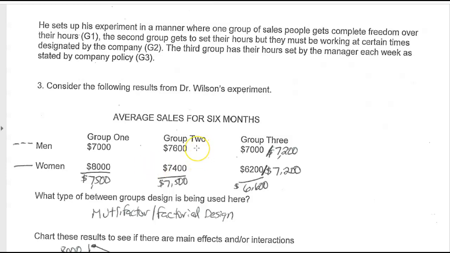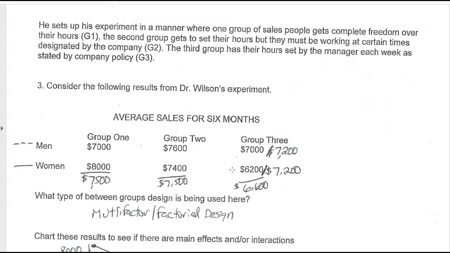Group 2, where you have some control over your schedule, men average 7,600 and women 7,400. Wow, the men slightly outdo the women. But look at group 3, where you have no control over your hours. You work when the boss tells you to work. Men, an average of 7,000, and women 6,200. So what have we learned here?